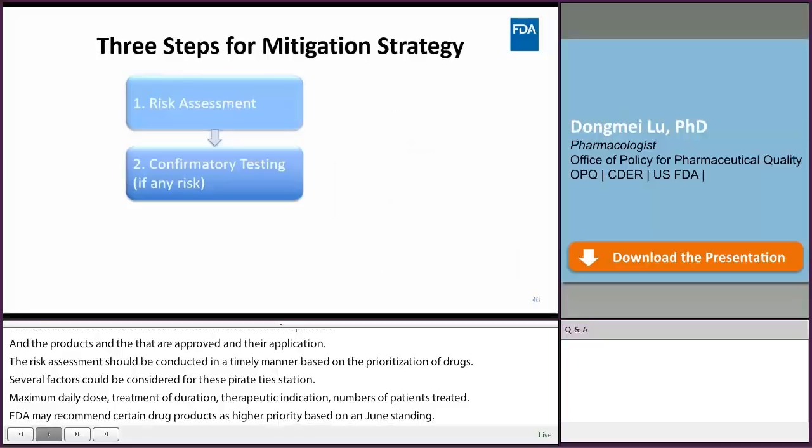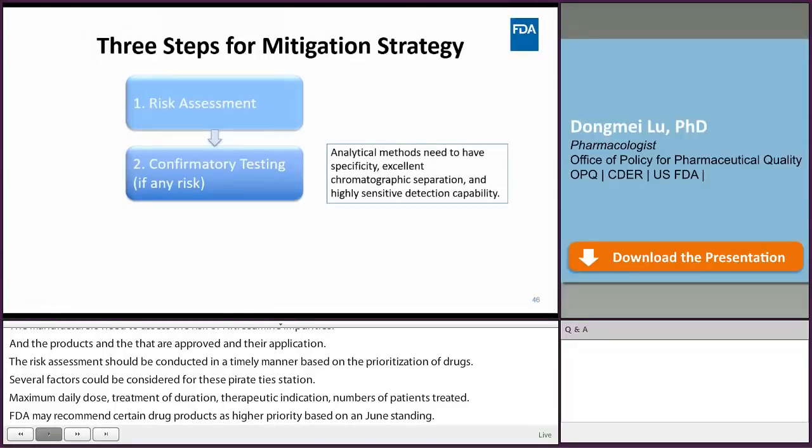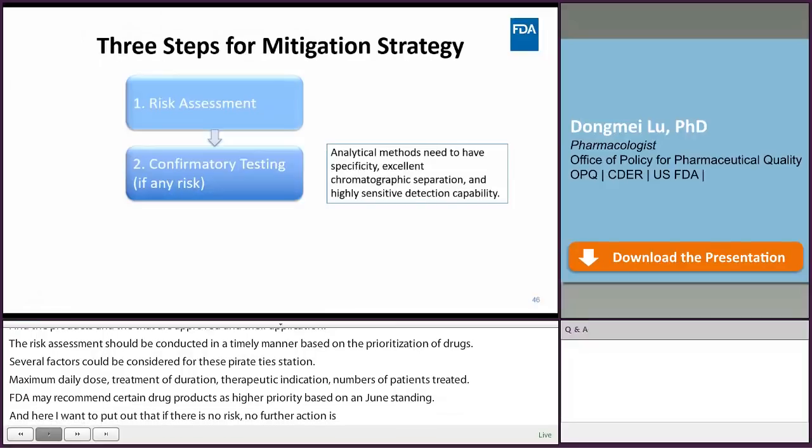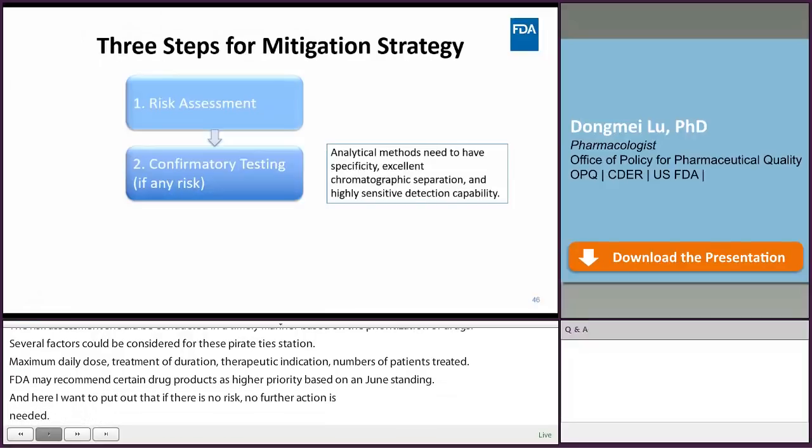The second step is confirmatory testing. The confirmatory testing should be conducted as soon as possible if the risk is identified, and should begin immediately for products considered as high risk. Due to nitrosamines' physicochemical properties, such as low molecular weights, some volatility, and high toxicity, very specific and highly sensitive analytical methods are needed for this purpose.